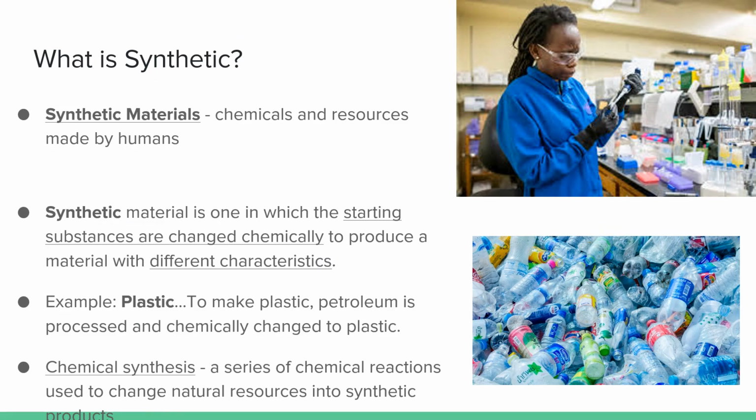What is synthetic? So synthetic materials are chemicals and resources that are made by humans. Synthetic material is one in which the starting substances are changed chemically to produce a material with different characteristics. So an example is plastic. To make plastic, petroleum is processed and chemically changed into plastic. The chemical synthesis is a series of chemical reactions used to change natural resources into synthetic products.